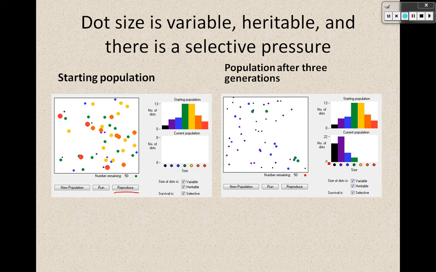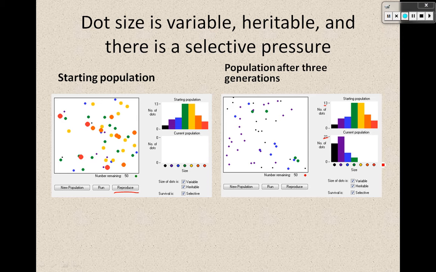But you can see the black population is increased, the purple population is increased, even the blue population has increased when you look at this scale. This is out of 22, this is out of 13. The green population is decreasing. The yellow, orange, and red populations are gone. And so what we've seen is maintaining the same number in the population. We had 50 at the start and we have 50 now.